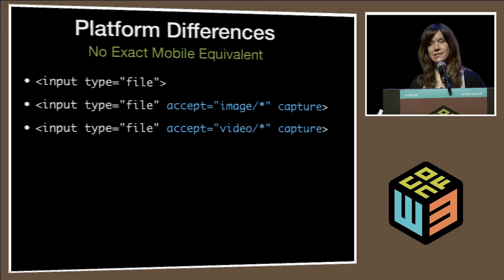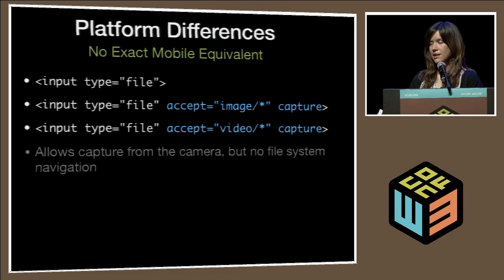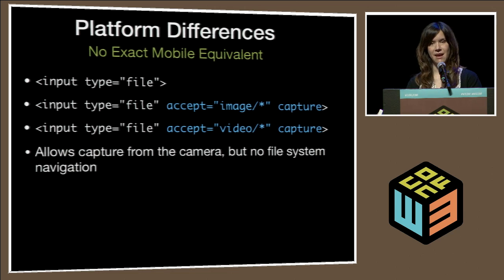As of iOS 6, you can now capture from the camera either an image or a video, but there's no file system navigation. So you're not going to be able to see a dialog that pops up like you would see on the desktop that says open and lets you navigate through everything and attach a file. So sometimes there are platform differences that crop up because there's no exact mobile equivalent, just because of how the mobile platform is defined.